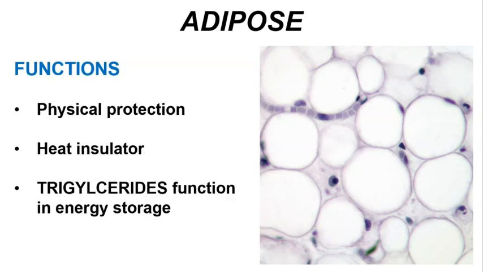So adipose tissue around the kidneys and the eyes functions in physical protection of those structures. Underneath the skin, adipose tissue functions as a body heat insulator because the lipids that it contains are a good insulator of heat. In general, the triglycerides that are located within adipose tissue serve as a fuel reserve, so they can be metabolized in order to make ATP energy, specifically when we are resting or when we are sleeping.